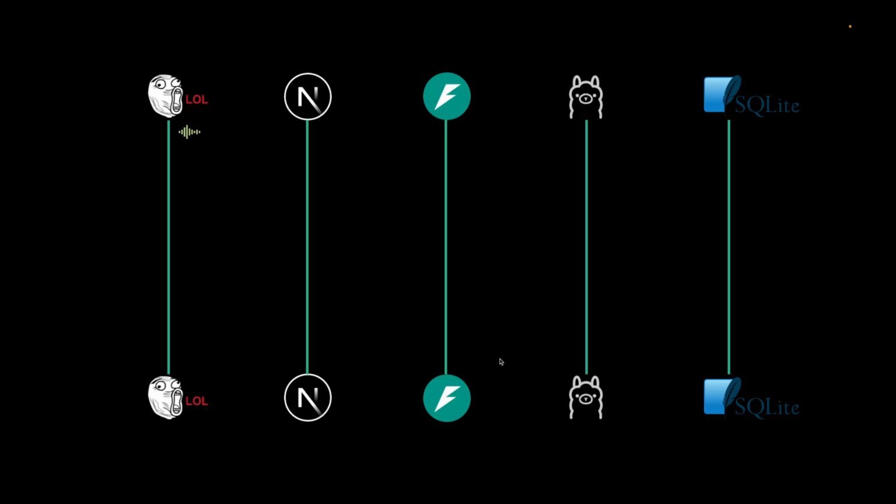So it all starts with you saying something like, please remind me to buy milk tomorrow at 10 a.m. This voice command hits our Next.js frontend first. Next.js is handling all of our user interface elements and capturing the raw audio data. Once the frontend has your voice input, it immediately forwards the data packet to our Python backend.